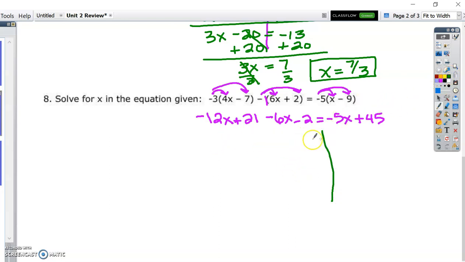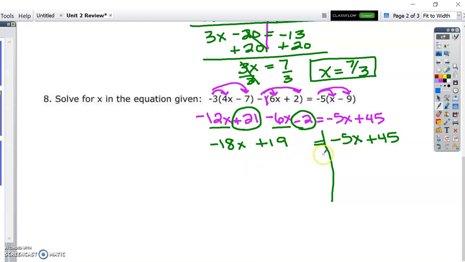All right, now remember, you're not moving things around until you combine like terms. So I've got a negative 12 and a negative 6. So negative 12 minus 6 more on your calculator would be negative 18. Then I have a positive 21 minus 2, which is plus 19, equals negative 5x plus 45.